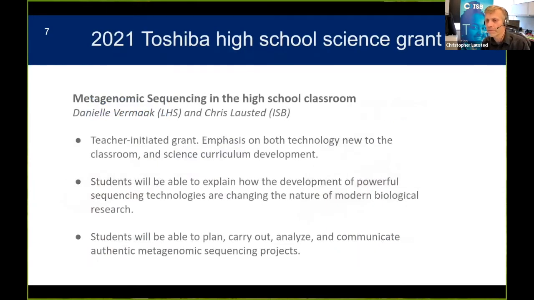Well, we wrote a few grants. Danielle was the most successful. Toshiba was interested in supporting high school science teachers, and they were really looking for experiments in the classroom, enhancing the classroom laboratory experiments experience, and they wanted something that was really teacher-led.